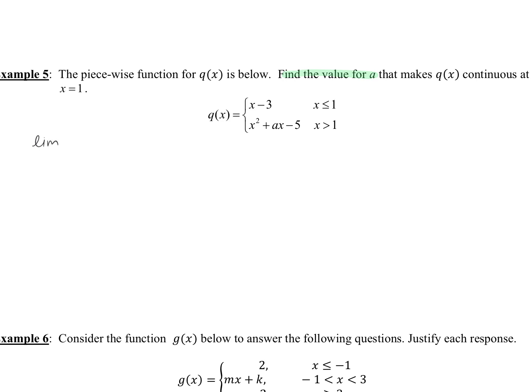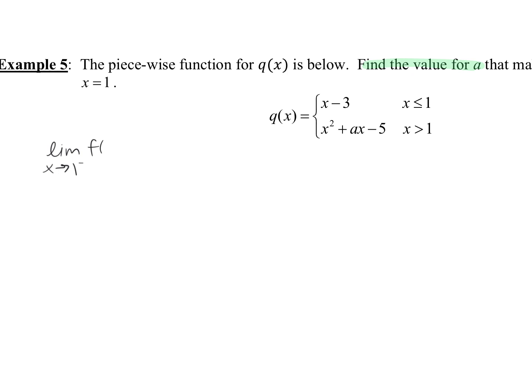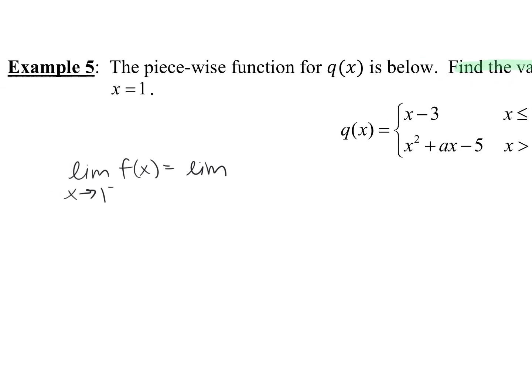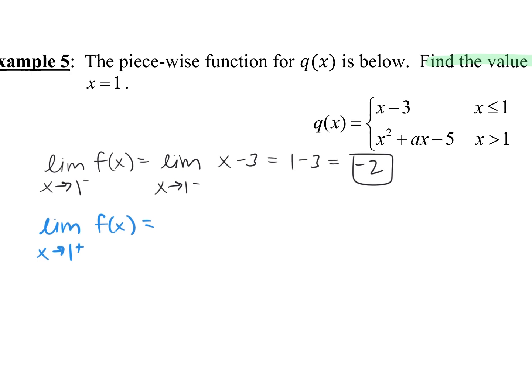So if I take the limit as x approaches 1 from the left, the function that I would be using is that x minus 3, right? So I plug in 1, and I get negative 2. Okay, if I find the limit as I approach from the right of my function, I'm using the top or the bottom one this time? The bottom one this time, right? Because it is greater than 1. So from the right, I'm going to use that x squared.